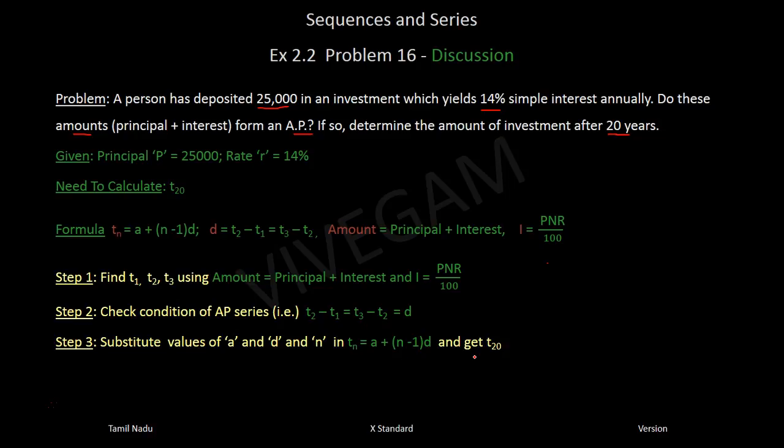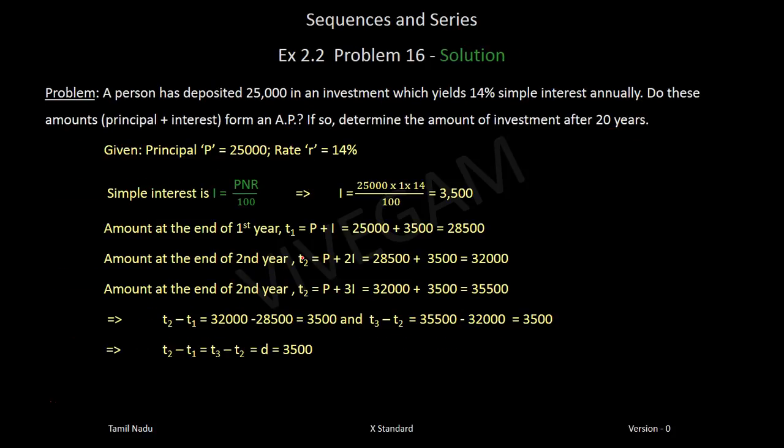Anyway, I think it's better to work this problem than to come back to these steps, because it's a little confusing. We'll see that here. The principal is given 25,000, rate is 14%. Simple interest is PNR by 100. So the interest for 1 year is 25,000 into 1 into 14 divided by 100. So this 100 will cancel, leaving 250 times 14, that is 3,500.